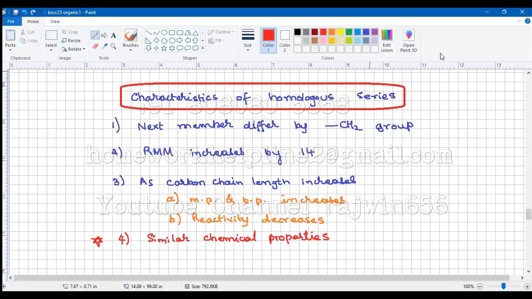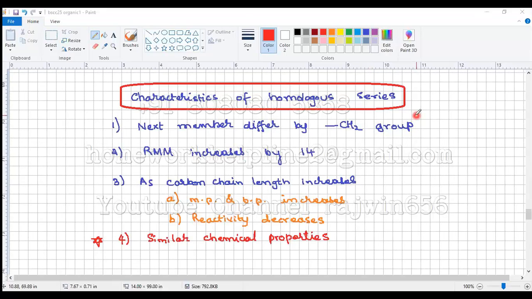So these are the characteristics of homologous series. The next member will differ by a CH2 group, and when you move to the next member, the RMM, that is the molecular mass, increases by 14. Obviously, you can see carbon's atomic mass is 12 plus 2 hydrogens, so the next member will have a molecular mass greater by 14.